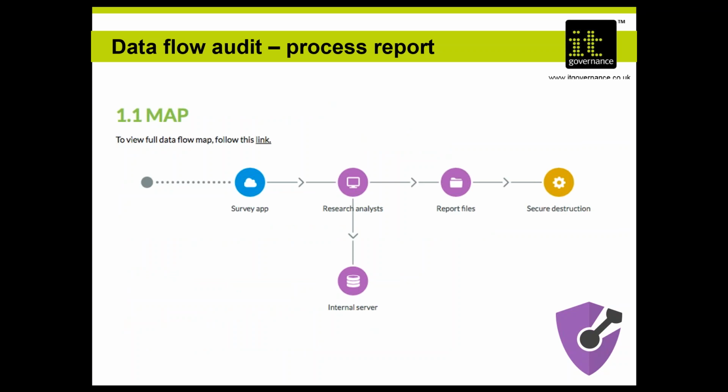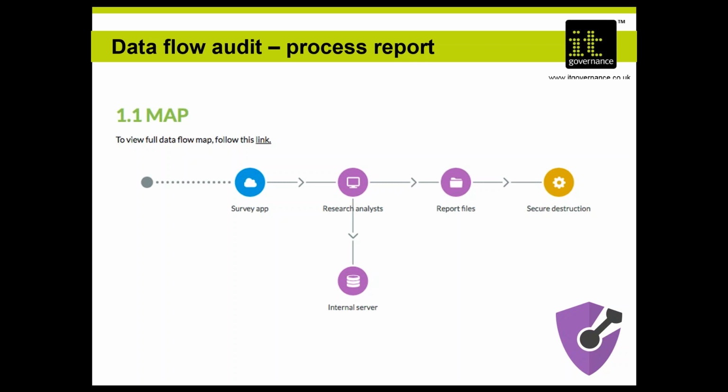So the map, and Natasha in her demonstration will give you a brief introduction to each of those icons, but you can simply drag and drop icons into a screen. You can set the direction of flow. So you've got a personal data item, which is collected in a survey app. It's seen by research analysts through their screen. It's stored on an internal server. The data finds its way into report files, and at the end of the life cycle, it's securely destroyed.